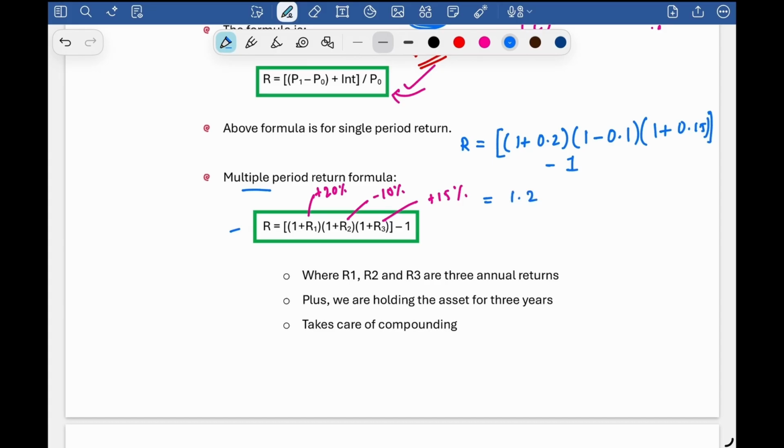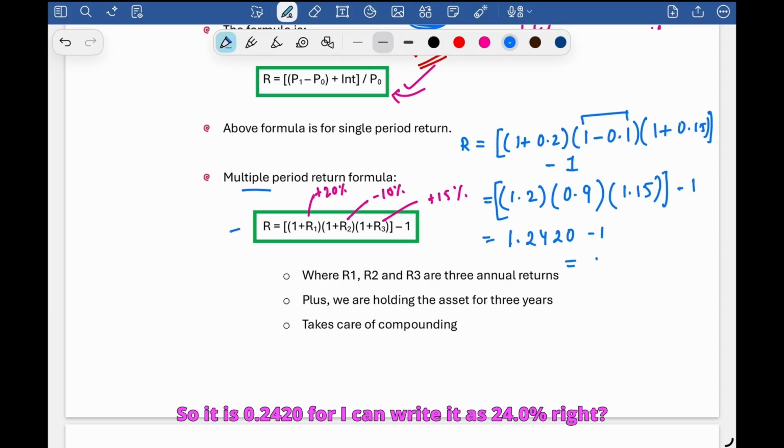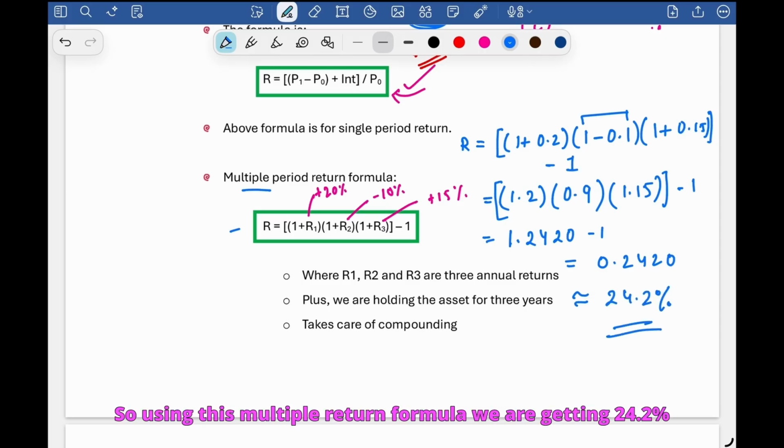So it will be 1.2, 0.9, because 1 minus 0.1 will be 0.9, and 1.15. So just multiply it: 1.2 into 0.9 into 1.15. If I multiply it, it is coming out to be 1.2420 minus 1. So it is 0.2420. I can write it as 24.2%, right? So using this multiple return formula, we are getting 24.2%.